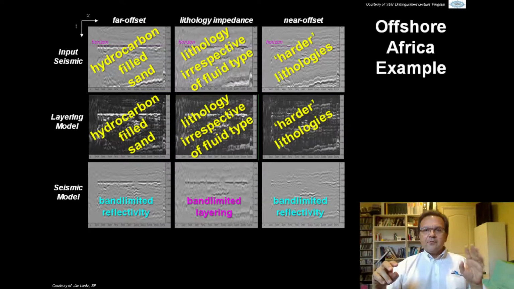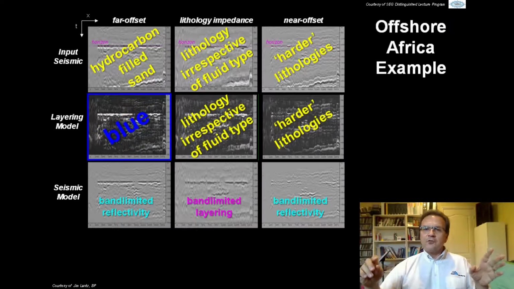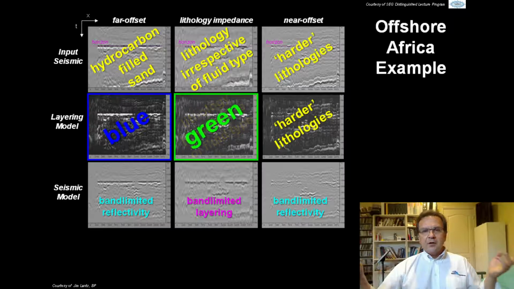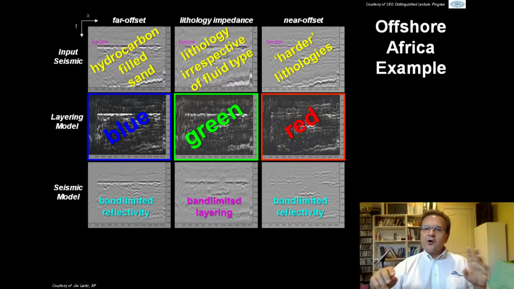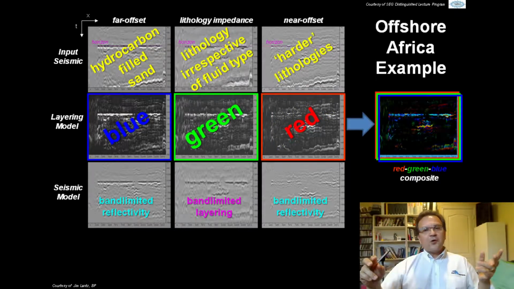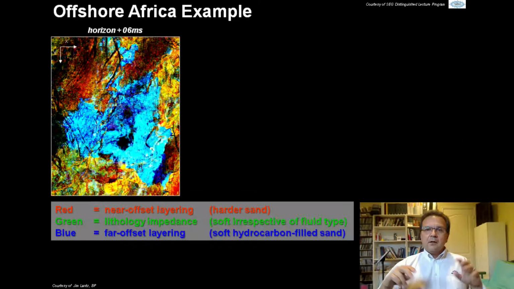We then combined the three layering solutions via RGB blending: blue for the softer hydrocarbon-filled sand, green for the sand irrespective of fluid type, and red for the harder layers such as the brine-filled sand, to end up with a composite RGB display. Plan views of the blends proved more information was available than through the cross-sections alone.